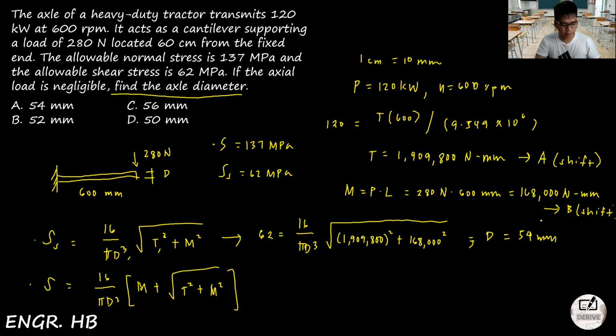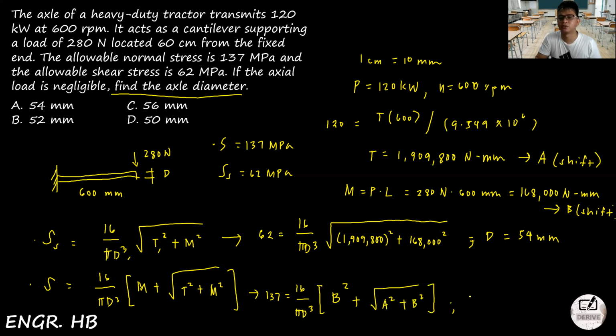That is if your basis is shear stress. And how about if your basis is normal stress? We can say that it is equivalent to 137 is equal to 16 divided by pi d cubed times the bending moment. So let's say b plus the square root of a squared plus b squared. So you can use the shift-store. This will help you, guys.